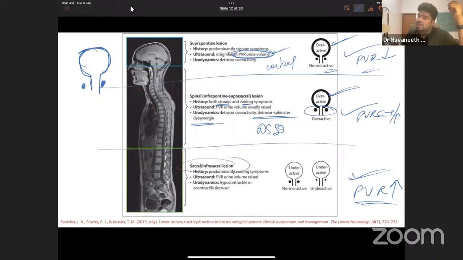Okay, then in infrasacral lesions, you're going to have predominantly voiding problems, a parasympathetic issue. So you're going to have PVR that is raised, and then you're going to have a detrusor which is not contracting enough. Correct. So why is it not contracting? Because it's not receiving the impulses from the center or from the spinal cord. So because it's not receiving any input over here, it is basically disconnected completely. So it's going to be underactive. Okay, that is important for you to know.